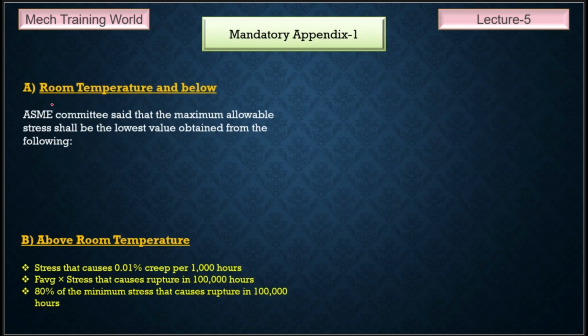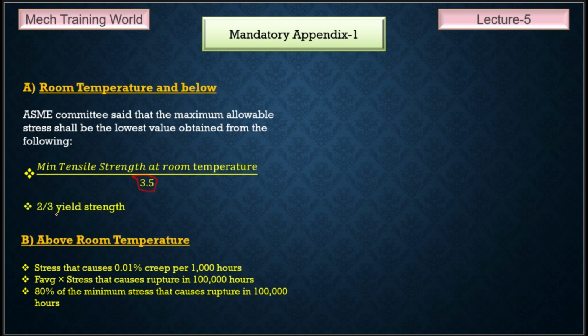The very first one is room temperature and below. So what does it mean? If your pressure vessel operates at or below room temperature, the ASME committee says the maximum allowable stress shall be the lowest value obtained from the following conditions. The first one is minimum tensile strength at room temperature divided by 3.5. This 3.5 is the factor of safety for your ASME Section 8 Division 1 code, guys. The next condition is two-thirds of yield strength.